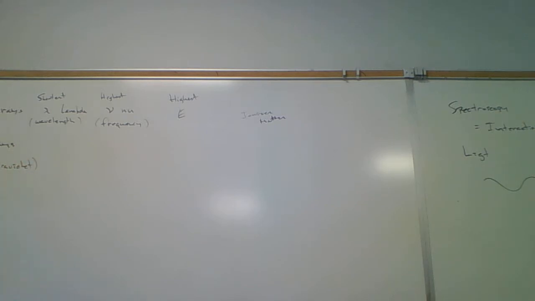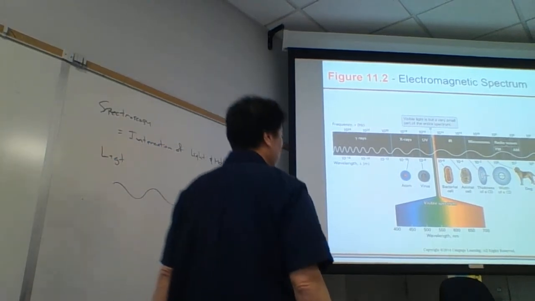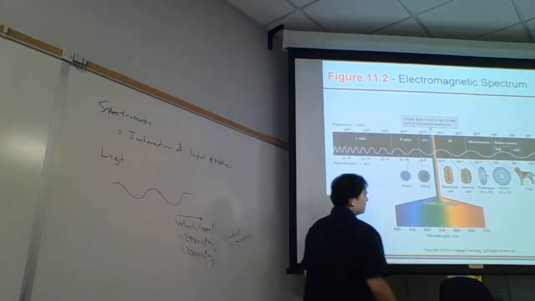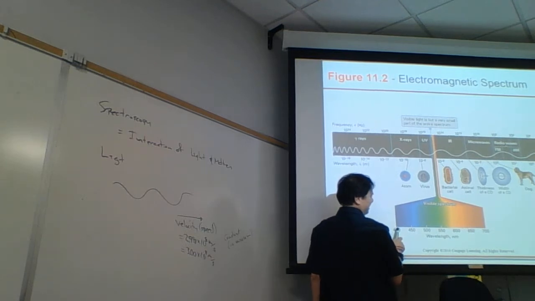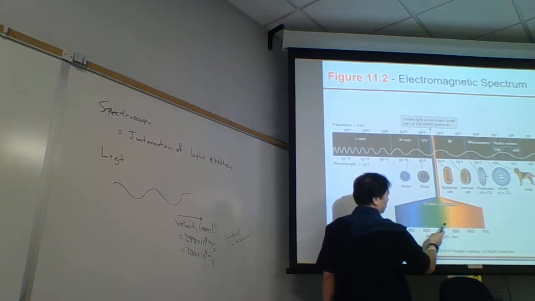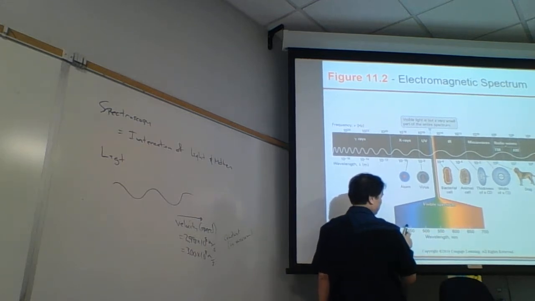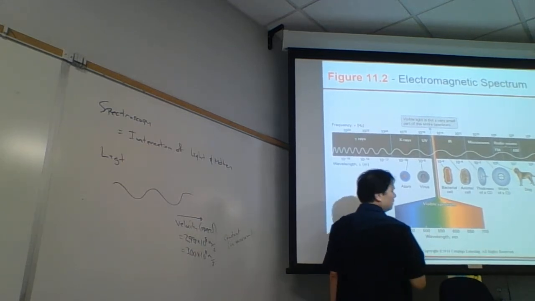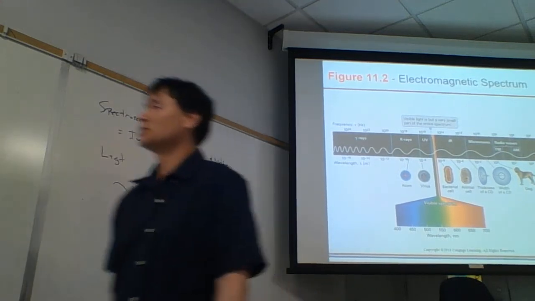And then visible light comes in. Now there are different energies of visible light. What is the highest energy color of visible light? It's not red, it's the other end. It's violet. The colors of the rainbow go ROY G. BIV: red, orange, yellow, green, blue, indigo, violet. Violet being the highest energy.